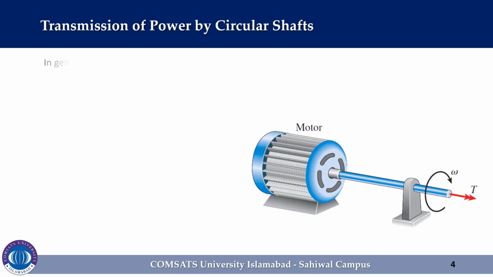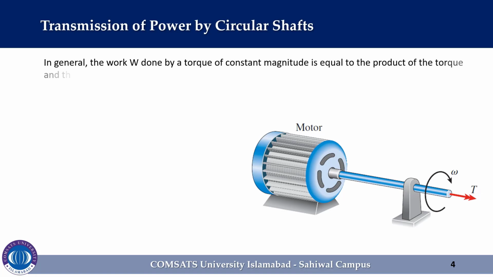In general, the work done by a torque of constant magnitude is equal to the product of the torque and the angle through which it rotates, and it can be expressed as W is equal to the product of torque and the angle through which it rotates. So W is equal to T psi, where psi is the angle of rotation in radians.